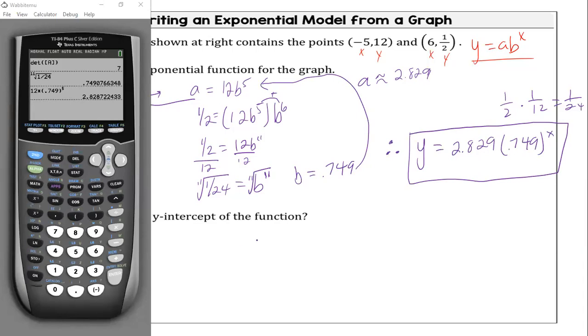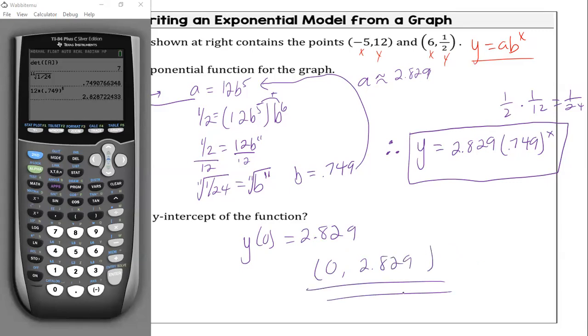All right. So if we need to find our y-intercept, we're looking at y at 0, and that should be what? 2.829. And why is that? Anything to the power of 0 is 1. So this is our y-intercept. So our y-intercept is (0, 2.829).